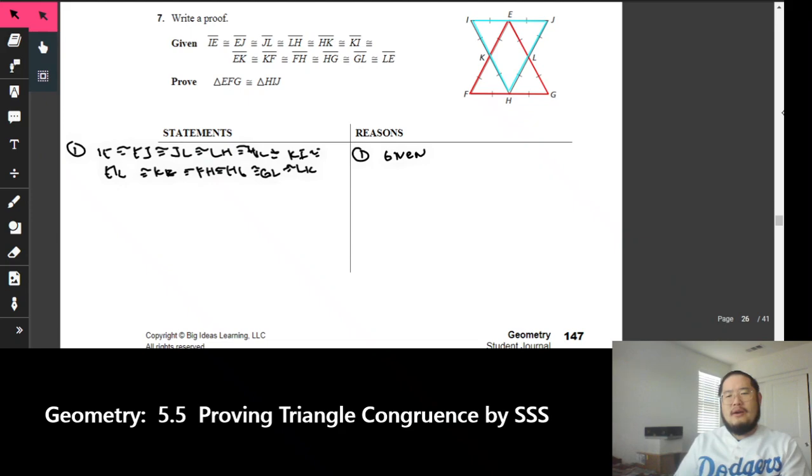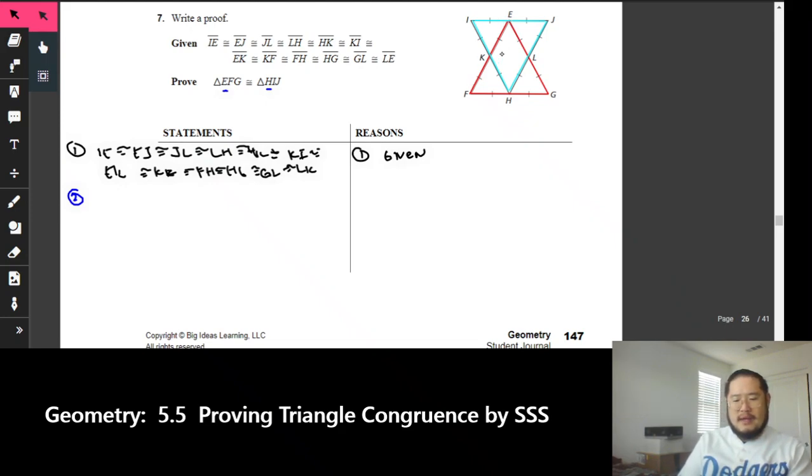So where can we go next? How can I prove that these two triangles are congruent? Well, remember, what they gave us are these small little segments. They're not really the entire length of each side of the triangle. So can we make that happen? We certainly can, and this is what I'm going to do. In statement 2, I'm trying to justify that IH is congruent to EF in our diagram.